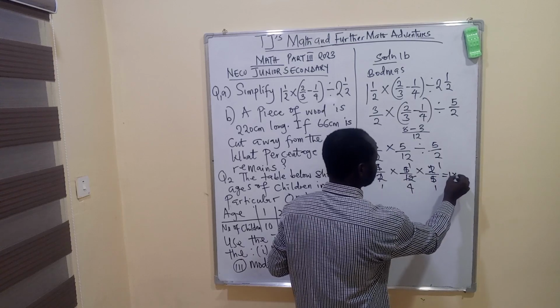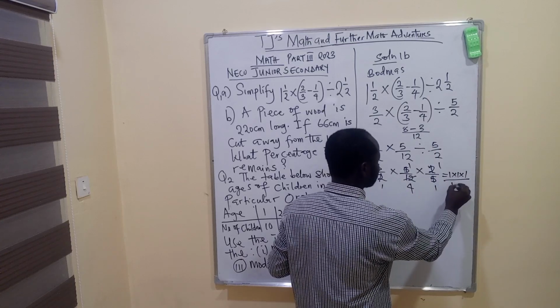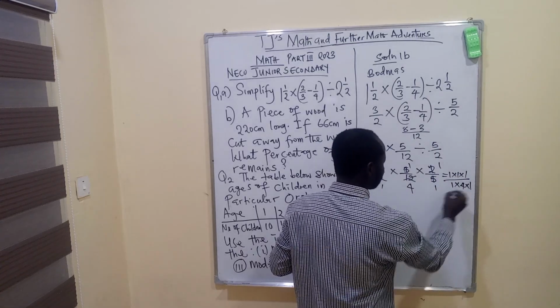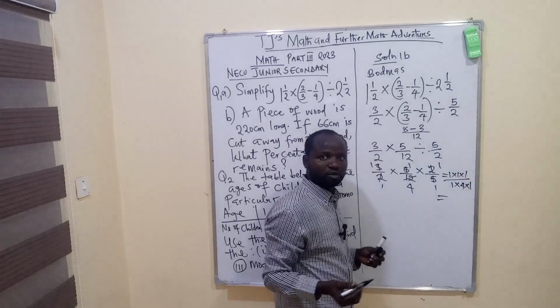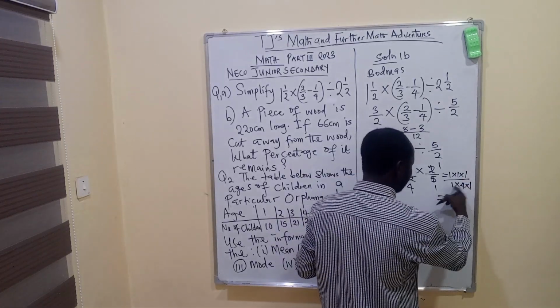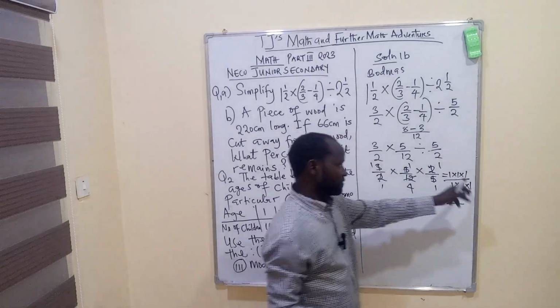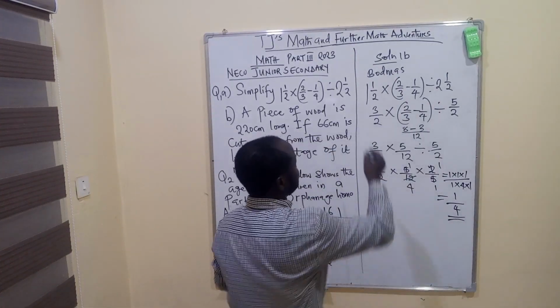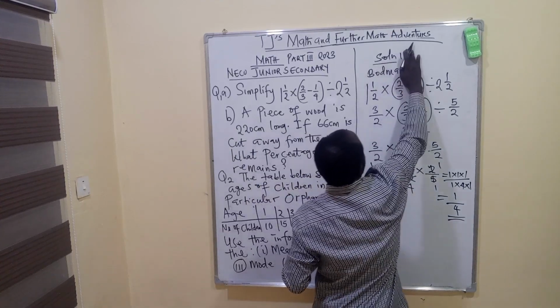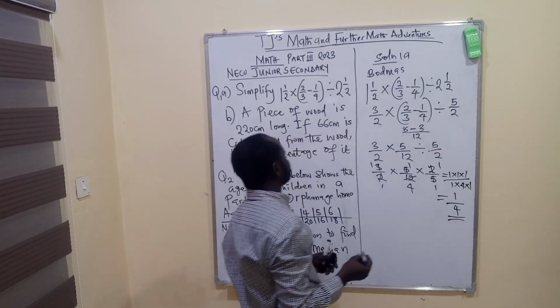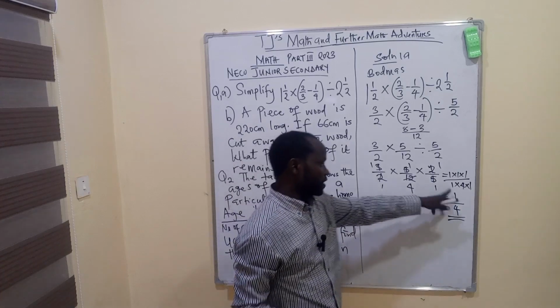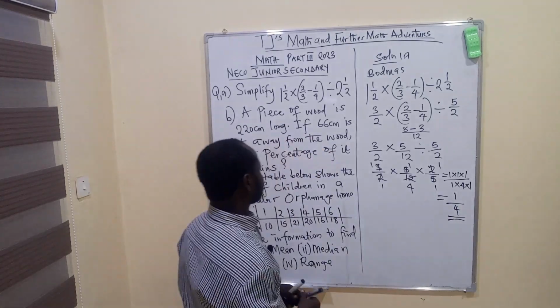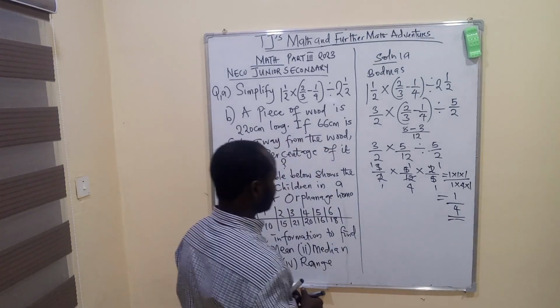We're left with 1 times 1 times 1 divided by 1 times 4 times 1. 1 times 1 times 1, of course, is 1, divided by 1 times 4, which is 4. So the solution to 1A is 1 over 4, that is 1 quarter.